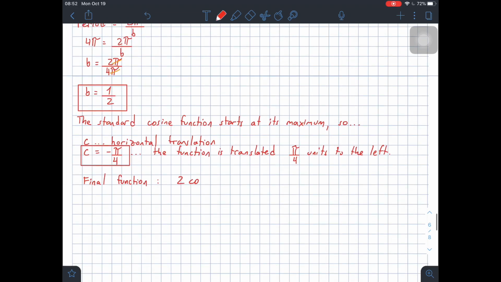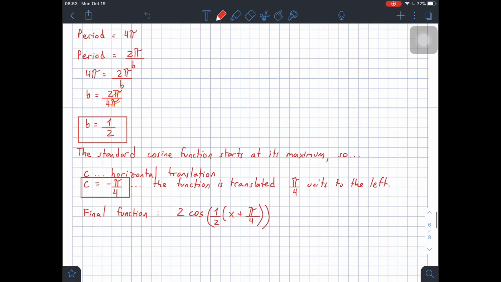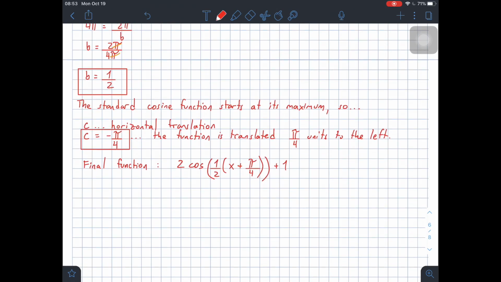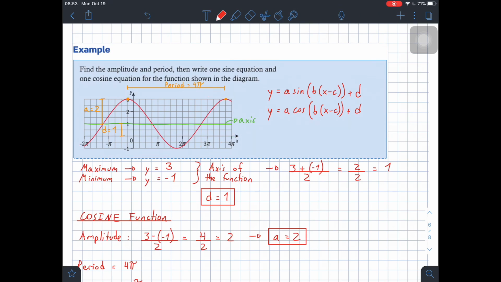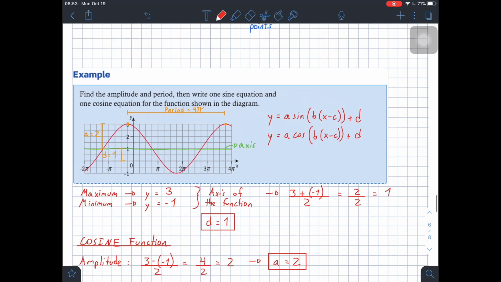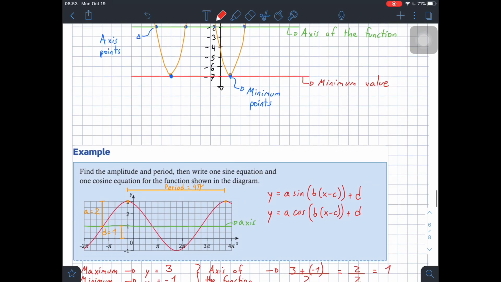So the final equation would be 2 cosine of b, which is 1/2, times x plus pi over 4, we're moving to the left, and then plus the value of d, which is 1, plus 1. So this would be the complete cosine equation for this graph over here. We're going to later graph this in order to see if we're doing this correctly.